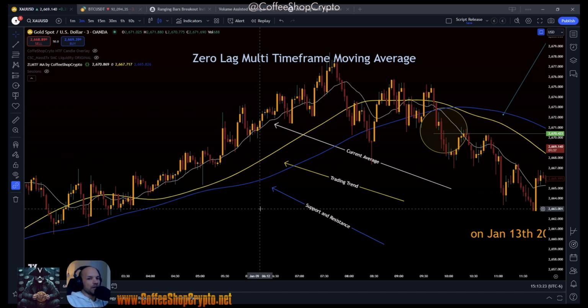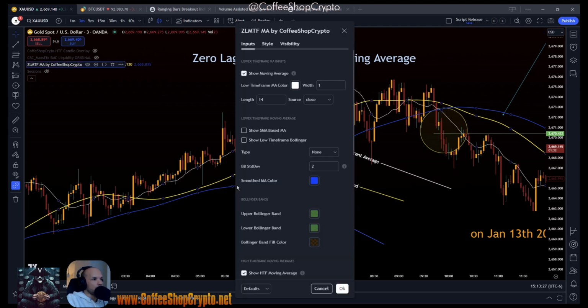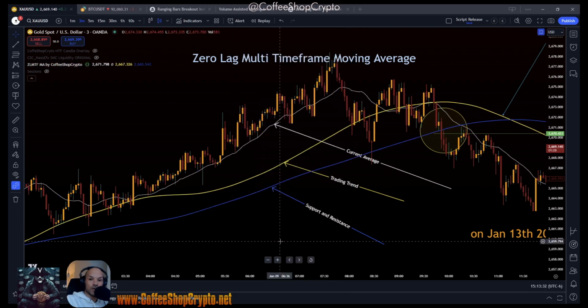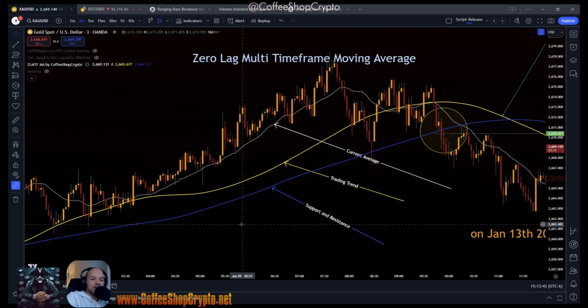So if I'm using a 14-period moving average, or better yet, let's switch to a 20, because most people use a 20-period moving average, right? So if you're using a 20-period moving average and your trading chart is a 3-minute chart, then there are people on a higher time frame than you using a 20-period moving average. And there's people on a higher time frame than them using a 20-period moving average.